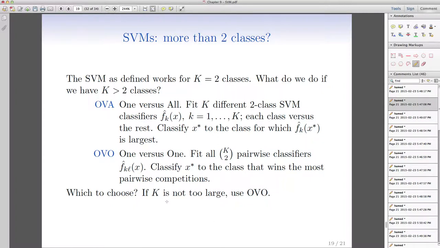So which one should we choose? If k is not too large, use OVO. The reason I somehow missed the point in the beginning, and jumped ahead, is that most of the time you want to use 1 versus 1. That's more accurate than this one. So if you can manage these many comparisons, use 1 versus 1, and that can happen when k is not too large. That's the case that you can compare them. If you have millions of categories, you cannot do it because you would need billions, or maybe trillions of different classifiers.